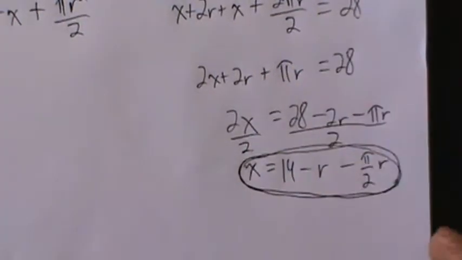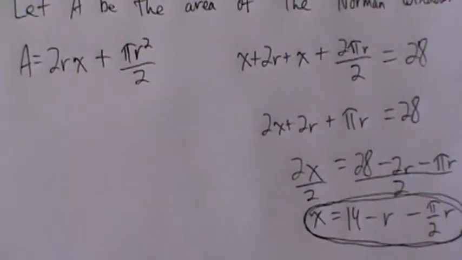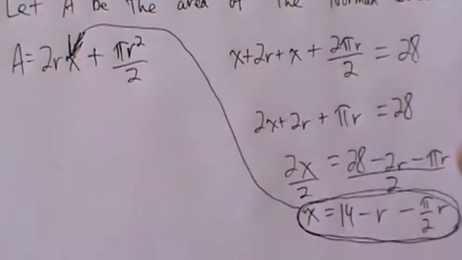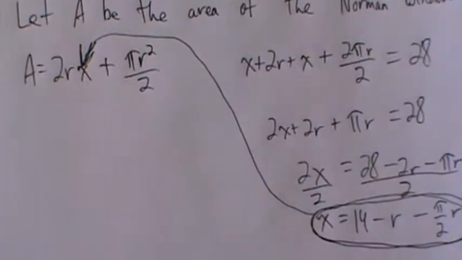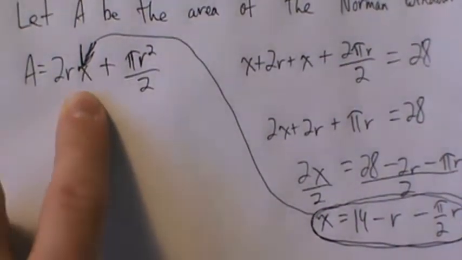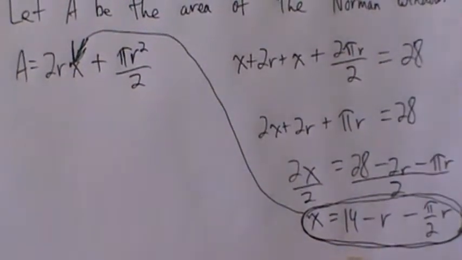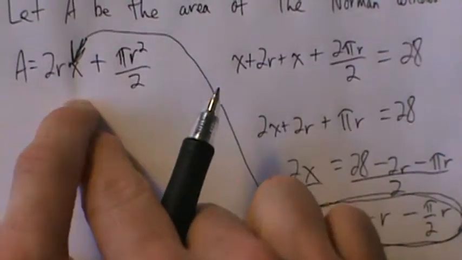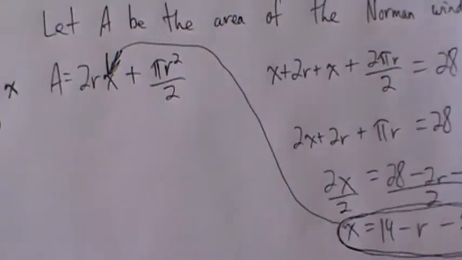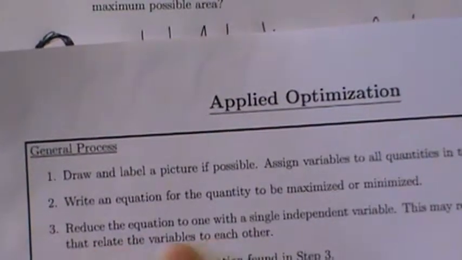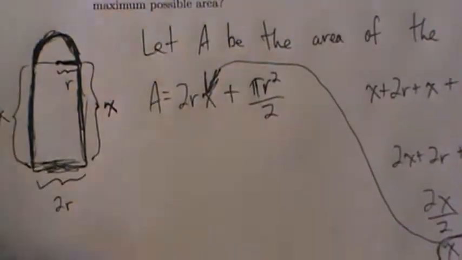So now what we're going to do is take this and stick it up into this equation over here. And then what we're going to have is an equation for the area A in terms of just r. The x is going to go away because what we just found out was that if we have a value for r, we can get a value for x using this equation. So in other words, x and r are always related by this equation here. So we're just going to stick it into here, and then x disappears from this equation, which is what we want for step 3. So reduce an equation to one with a single independent variable, and that's what we're doing.